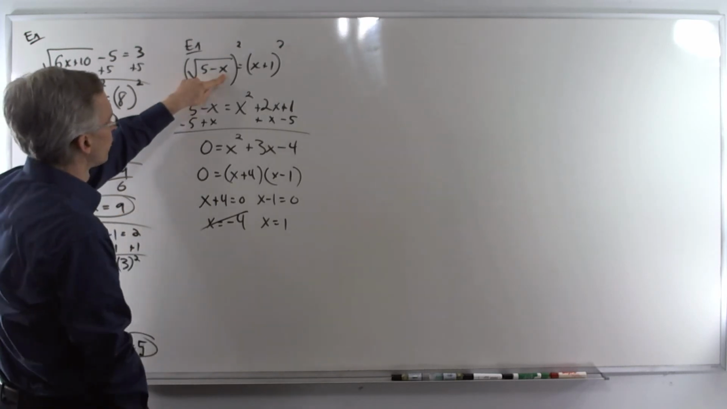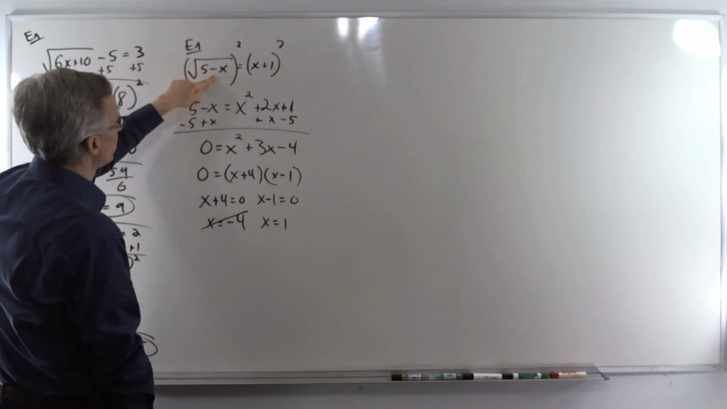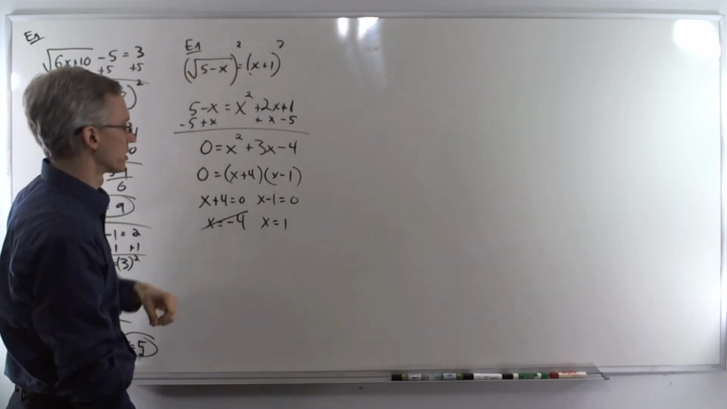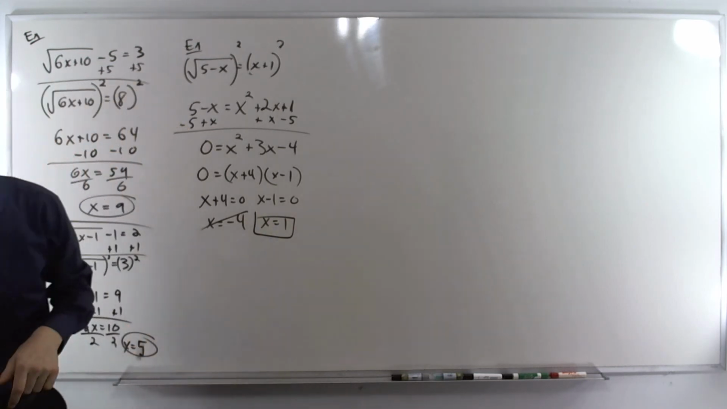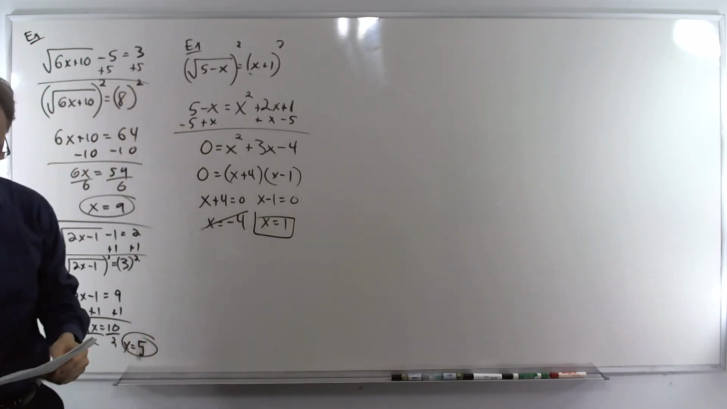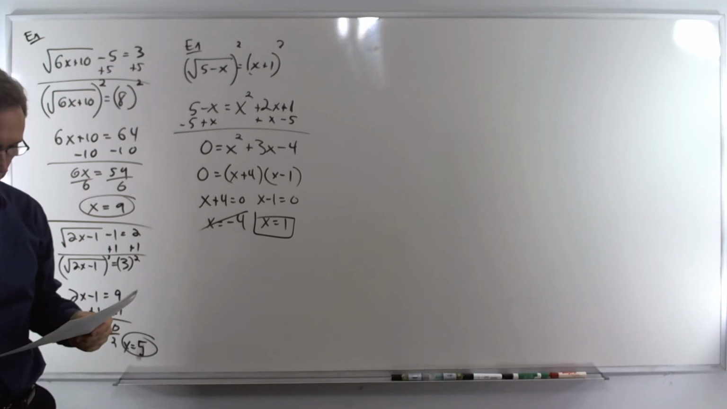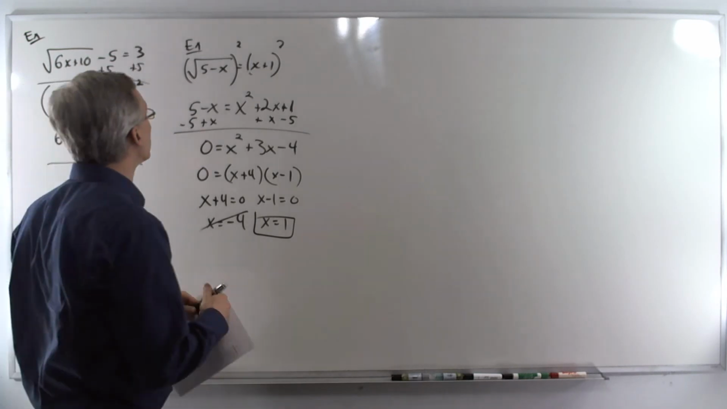Now let's try 1 just to make sure. 5 minus 1 is 4. Square root of 4 is 2. On this side, 1 plus 1 is 2. So this one does work. So x equals 1 is the real solution. Your turn, number 4.